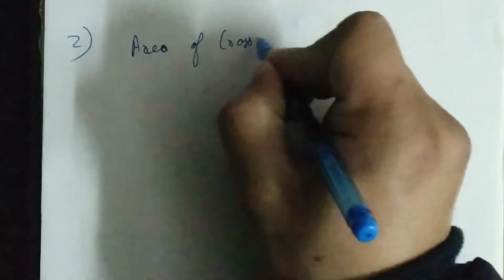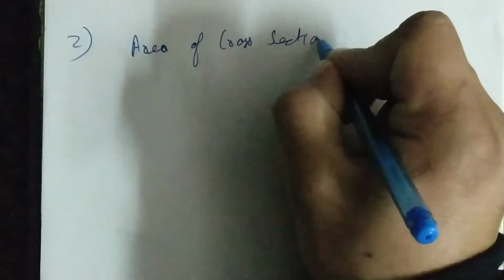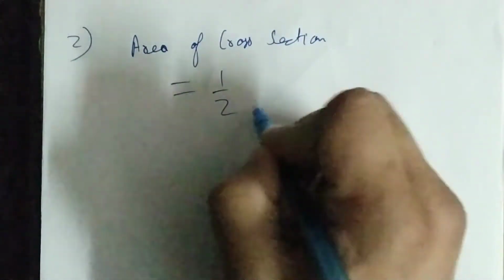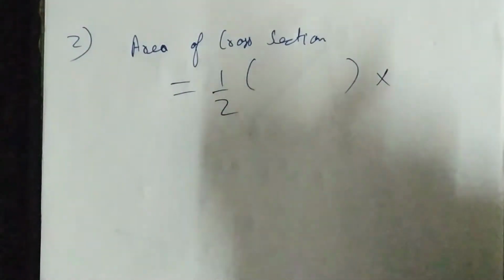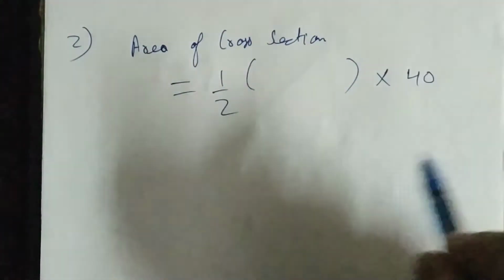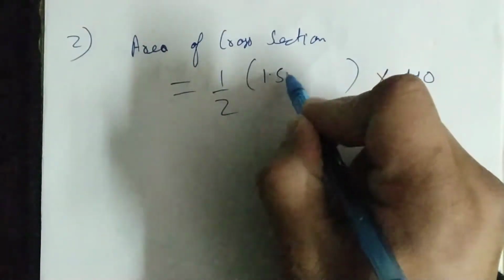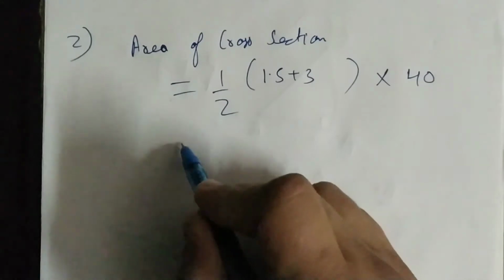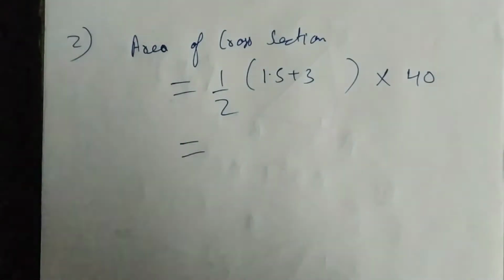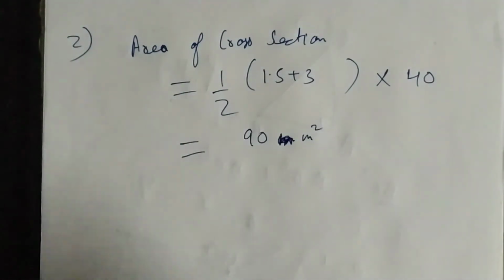Area of cross section of the swimming pool is half into the sum of parallel sides into the distance between them. The distance between them is 14. The sum of parallel sides is 1.3 plus 3.1.5 plus 3. On solving, you will get 90 meters square.